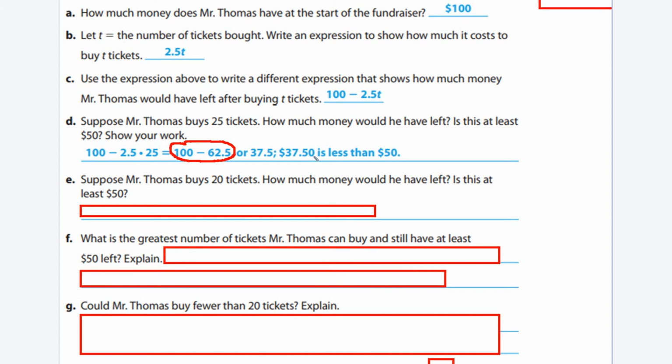So that is less than $50. Think about that. Okay, is this at least 50? No.